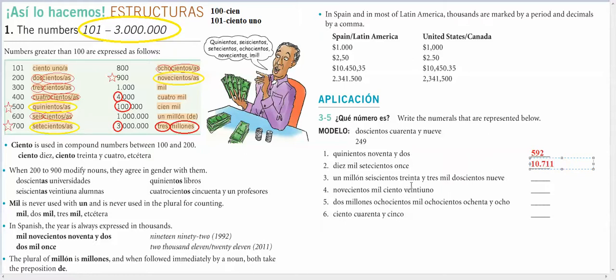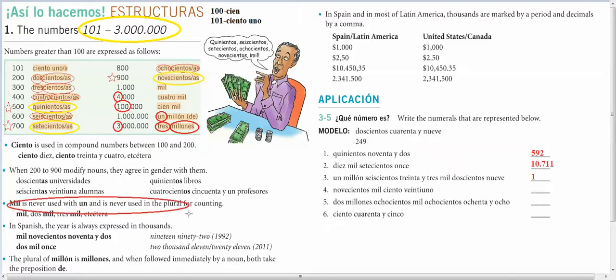Un millón. So you do the un for millón, just not for 1,000. So you say un millón for a million, but then it's just plain old mil for 1,000. Okay. So remember this, mil is never used with un, and it's never used in the plural for counting. So it's a little bit different than the other form. So this is, let's give it 2 stars. Okay. All right, so this is un millón.